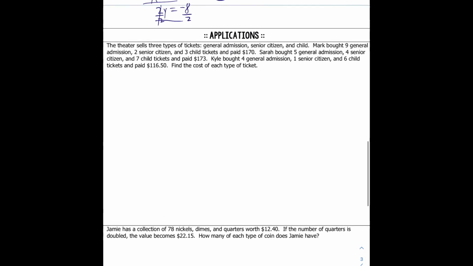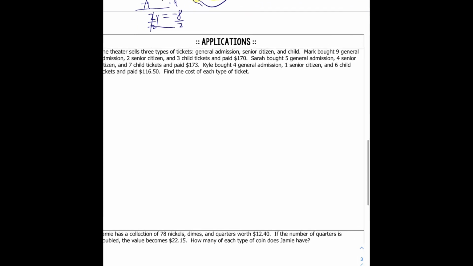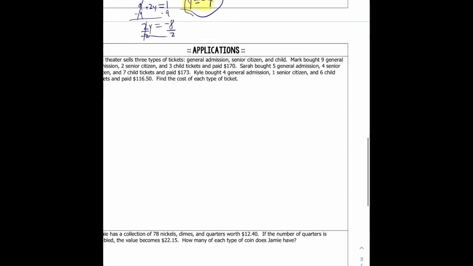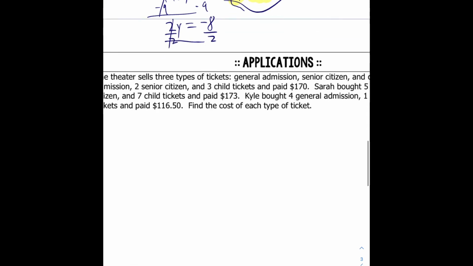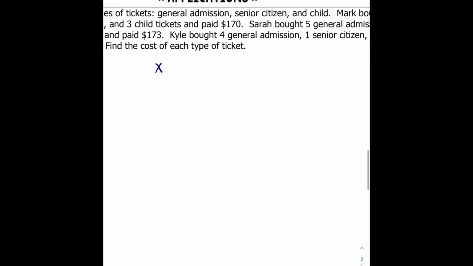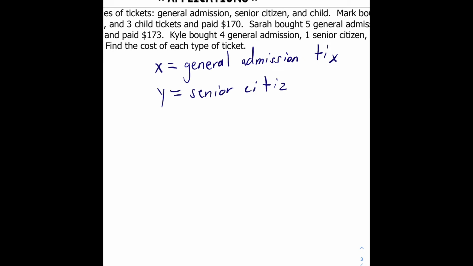A theater sells 3 types of tickets: general admission, senior citizen, and child. Mark got 9 general admissions, 2 seniors, and 3 child tickets. He paid $170. So they gave us 3 types of tickets. That tips you off. Your 3 variables are the different types of tickets. Let x equal general admission tickets, y equal senior citizen tickets, and z equal child tickets we bought.